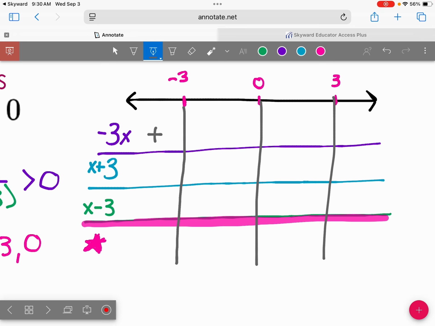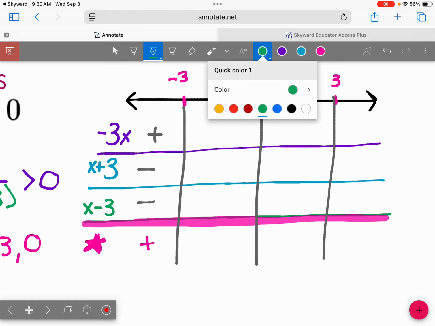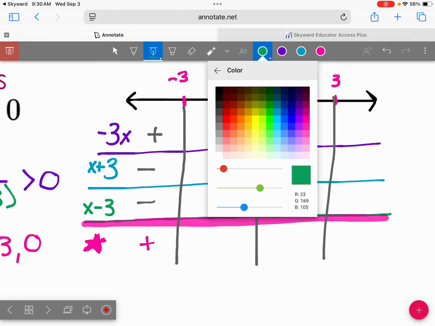So if I have a number smaller than negative 3, is this going to be positive or negative? Negative. If I have a number smaller than negative 3, is this going to be positive or negative? Negative. So my product here, positive times a negative times a negative. Are we going to be positive or are we going to be negative? Positive. Because a positive times a negative gives us a positive.